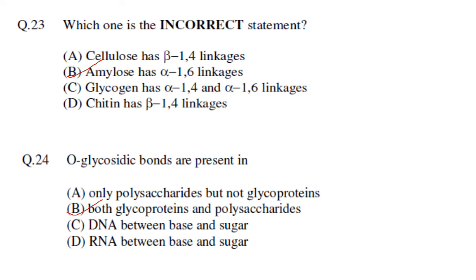Glycogen has alpha-1,4 and alpha-1,6 linkages. Yes, in its branches it has alpha-1,6 linkages. Chitin has beta-1,4 linkages. Then orthoglycosidic bonds are present in only polysaccharides but not glycoproteins, or both glycoproteins and polysaccharides, DNA between base and sugar, RNA between base and sugar. Answer is option B, both glycoprotein and polysaccharides.